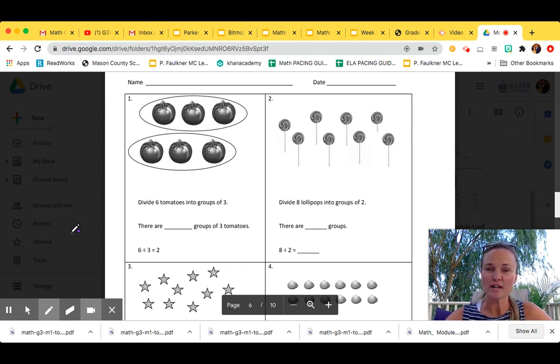Again, if you have not completed your problem set, make sure you hit pause, go finish your problem set. It should take you about 10 minutes, and then come back and check your work.